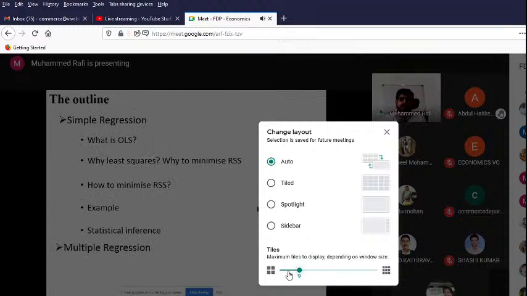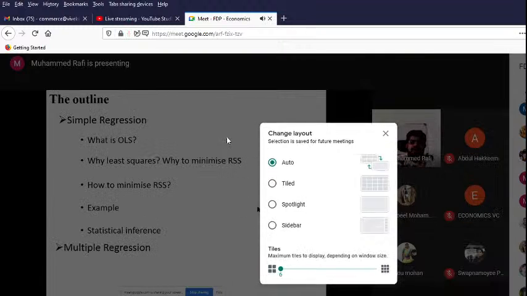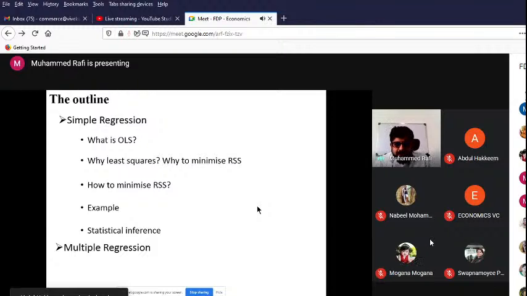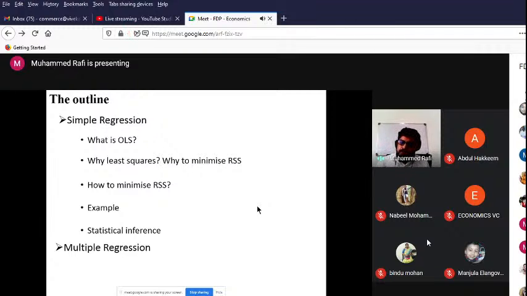Now this is the outline of the presentation, where I'll start with what the ordinary least squares is. The name itself indicates that it's a least squares method. Least square of what? The least square of the error term. The ordinary least squares method works by minimizing the residual sum of squares, or going for the lowest residual sum of squares.